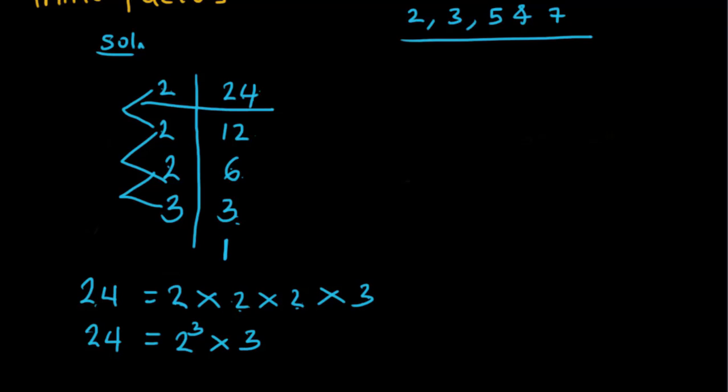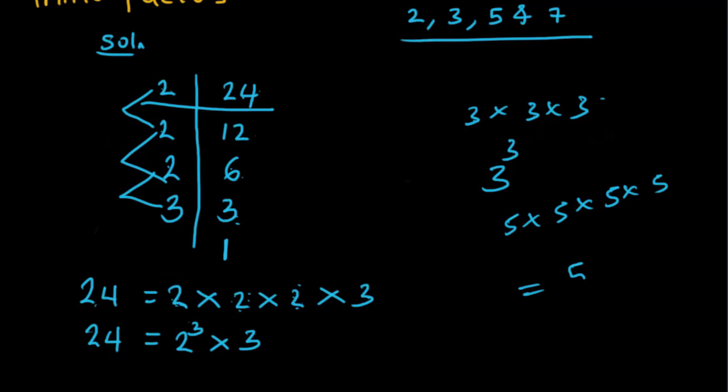Do you understand? Now anytime you have multiple numbers that are identical, you just count them and raise them to the power. For example, 3 times 3 times 3 will be 3 raised to power, how many 3's do we have? 1, 2, 3. 5 times 5 times 5 times 5 will be equal to 5 raised to power, how many 5's do we have? 1, 2, 3, 4. 4. Do you understand? So this is our answer: 2 raised to power 3 times 3.